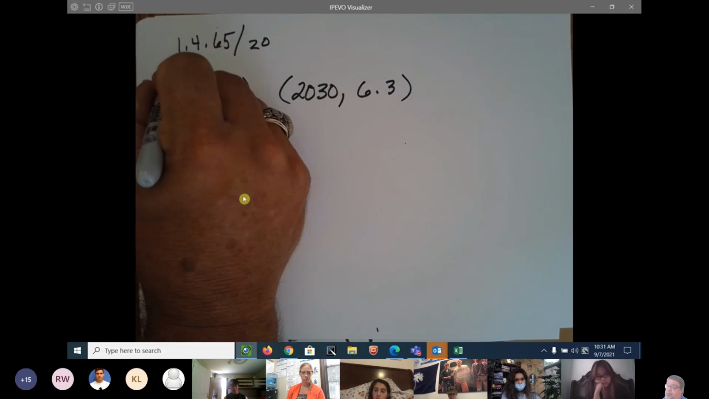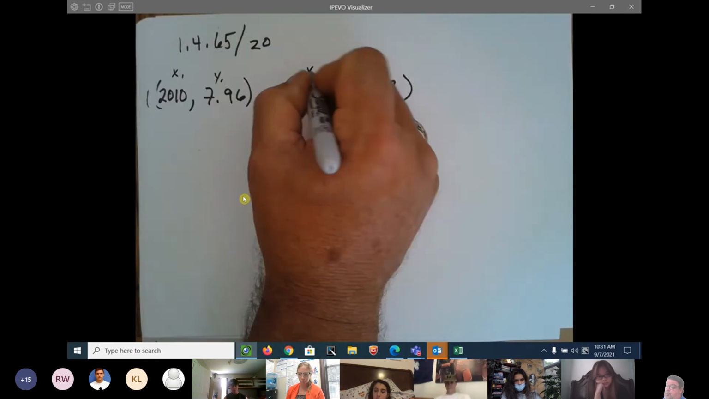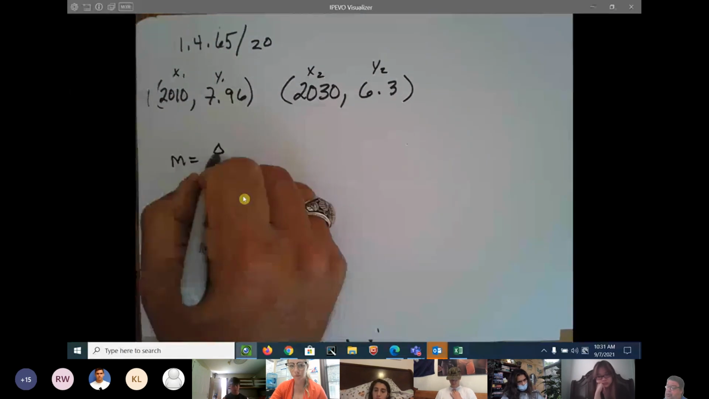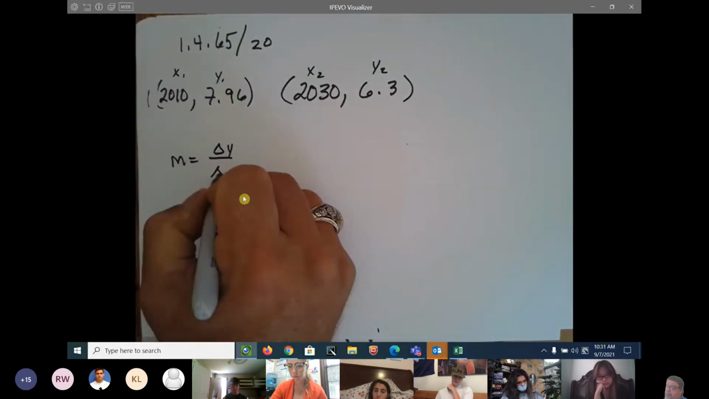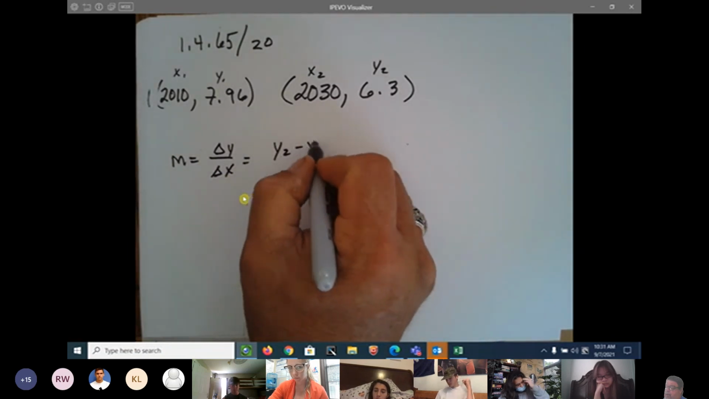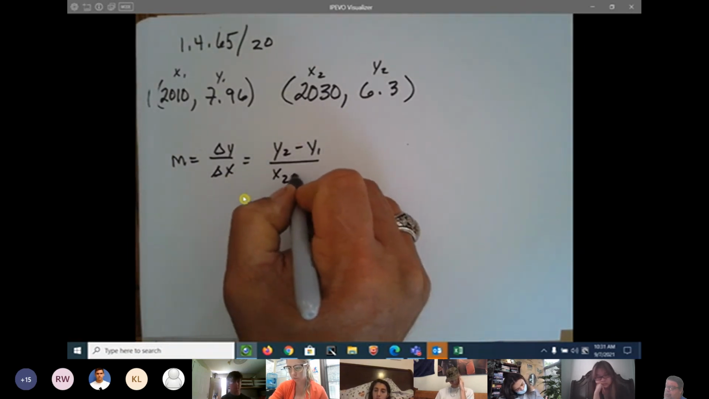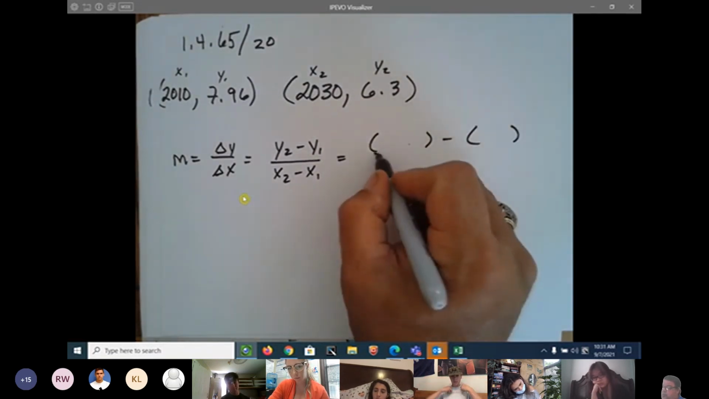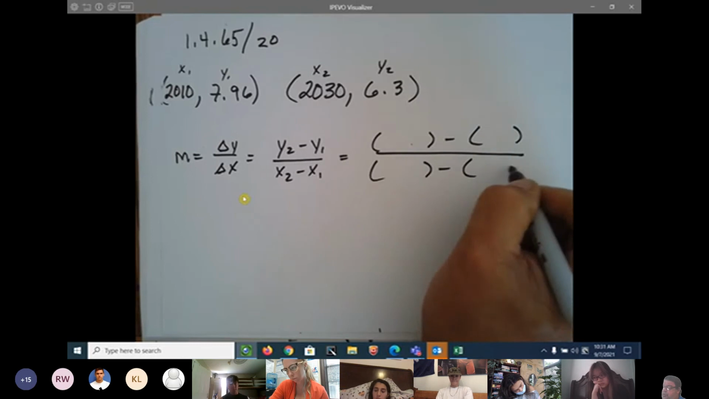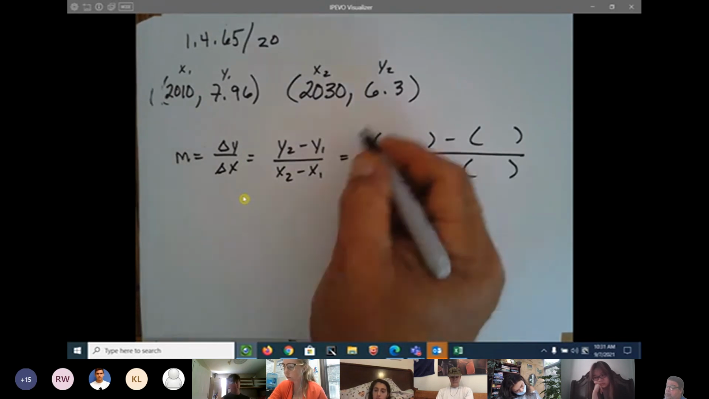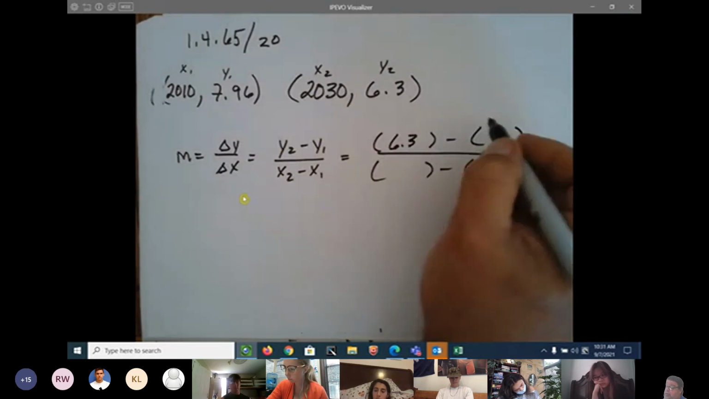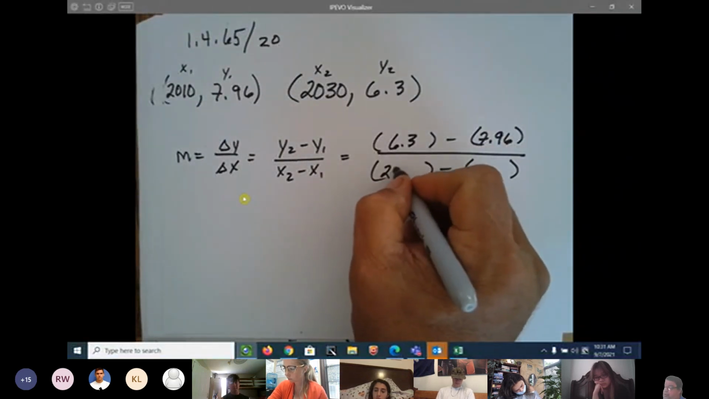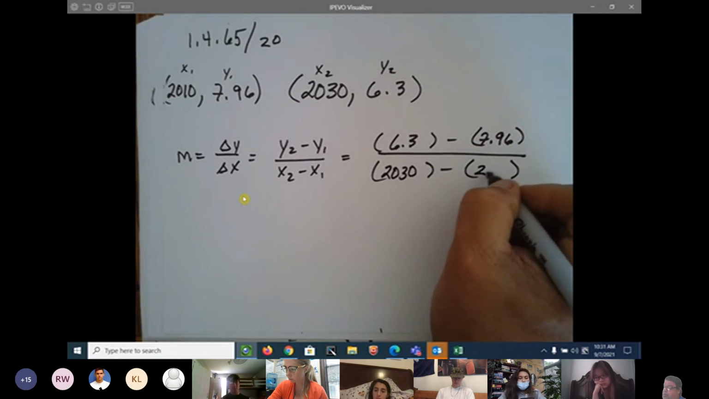This is x sub 1, y sub 1, x sub 2, y sub 2. Slope is equal to delta y over delta x: y sub 2 minus y sub 1 over x sub 2 minus x sub 1. So 6.3 minus 7.96 over 2030 minus 2010.